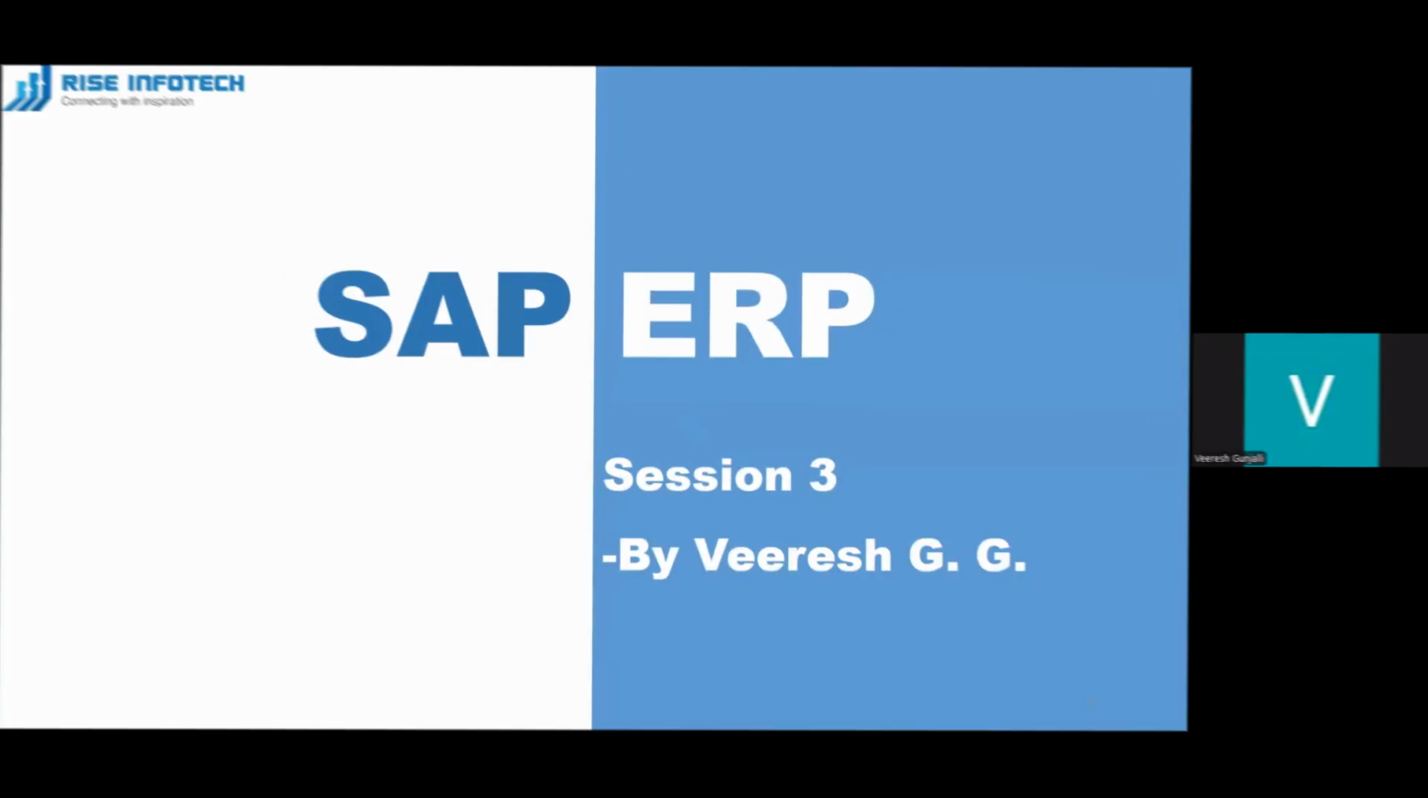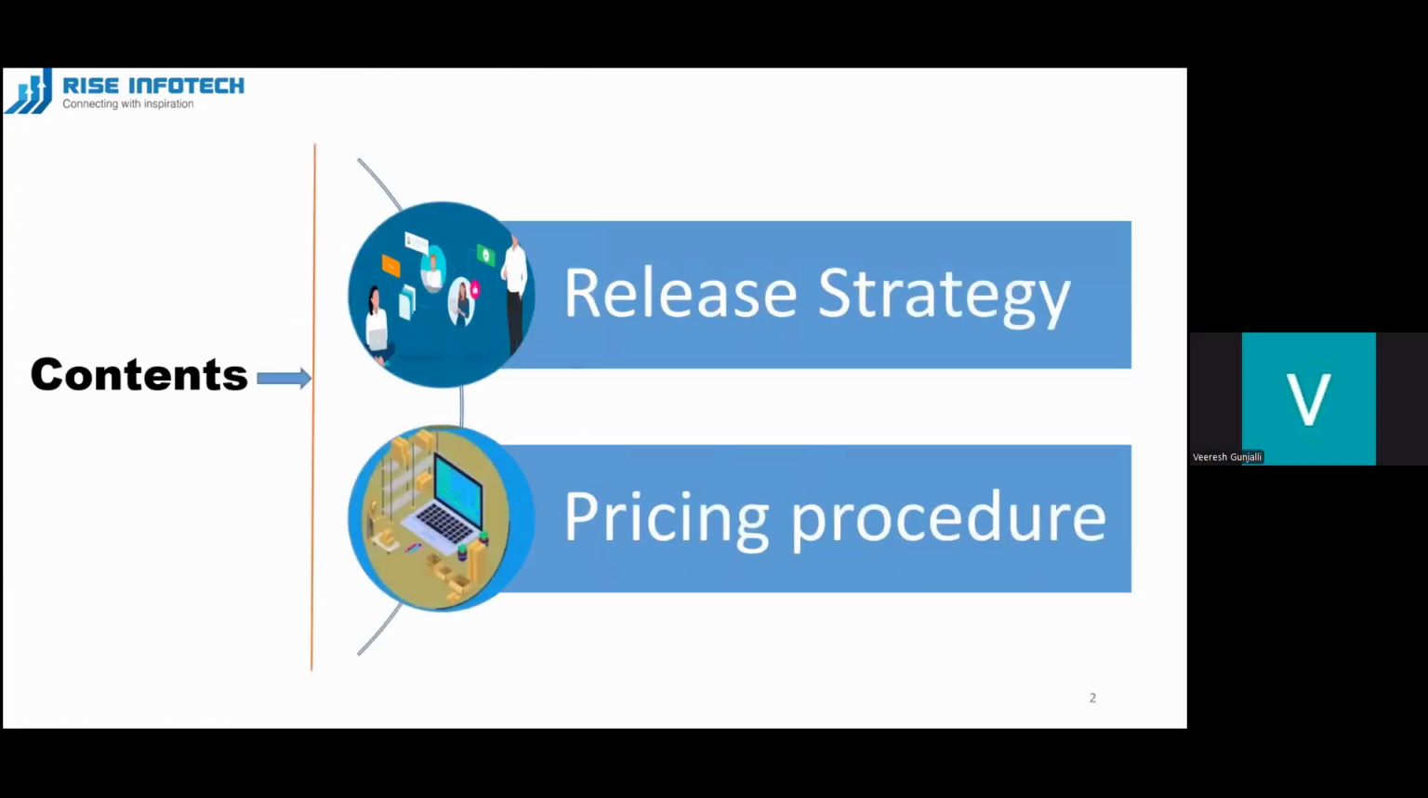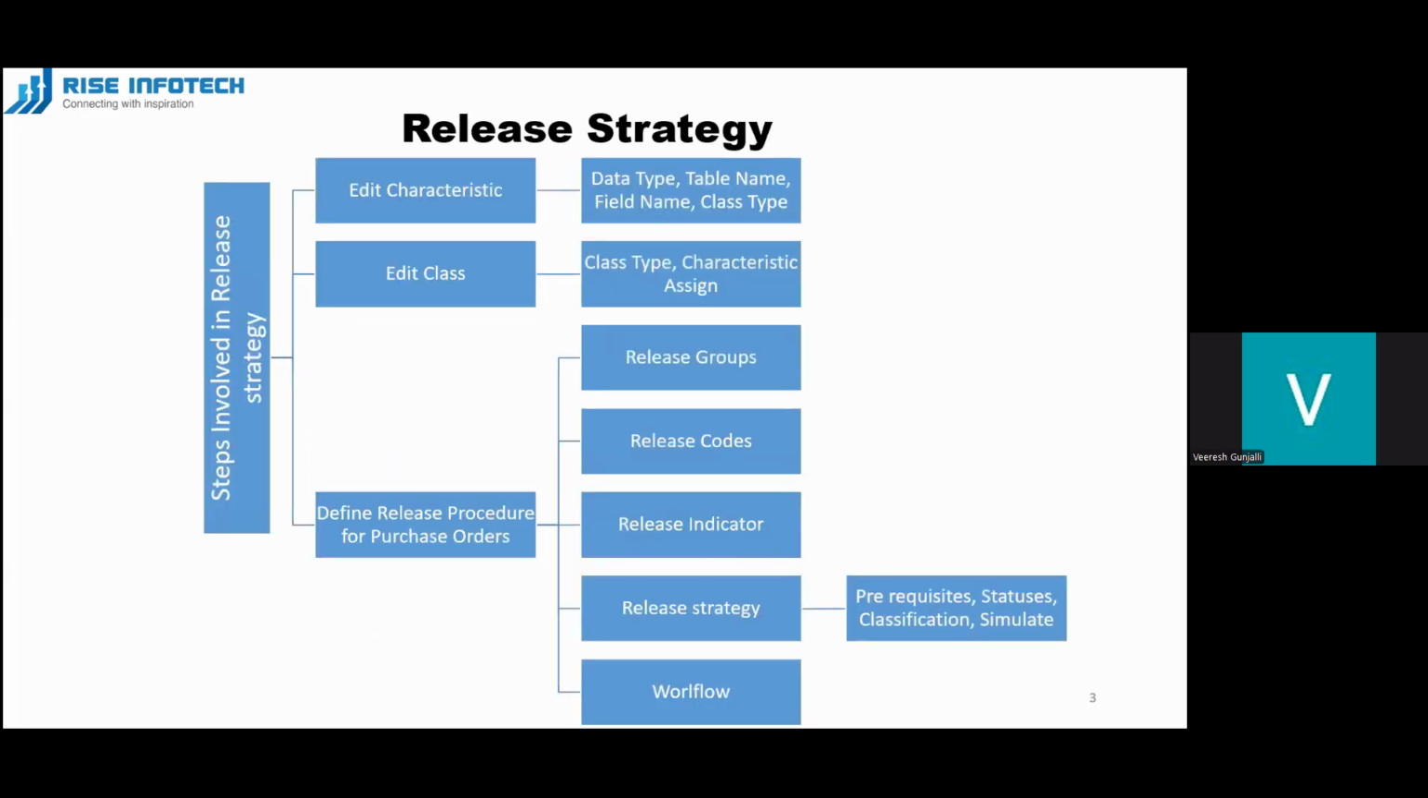I'm going to present on the topics release strategy and pricing procedure. Basically, release strategy is an internal control mechanism for managing the approval process for purchase documents like PRs, POs, contracts and so on. It is a mechanism to manage the approval process. Once it is approved, then we can release the purchase documents.